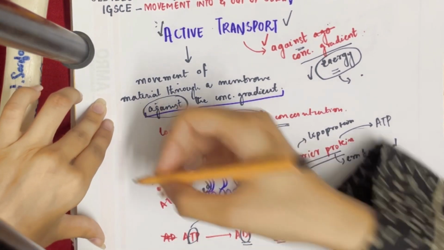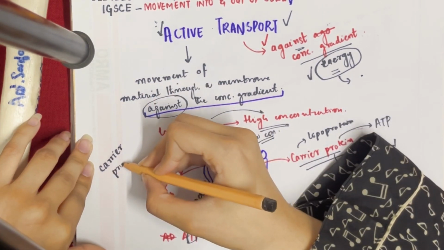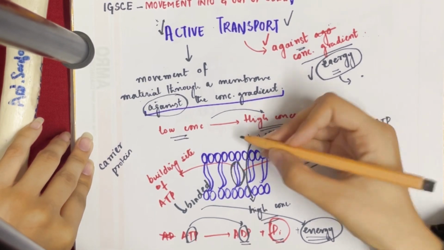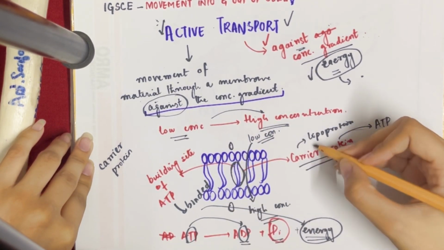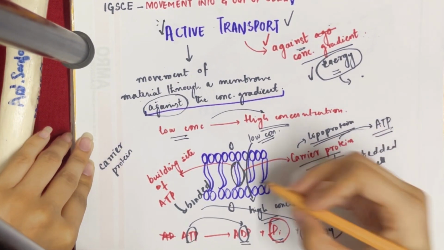For the process of active transport, we need a certain type of protein, that is the carrier protein. These carrier proteins help us to transfer molecules from one region to another region. These carrier proteins are mostly lipoproteins, and they help us make ATP. They are embedded in the cell membrane.